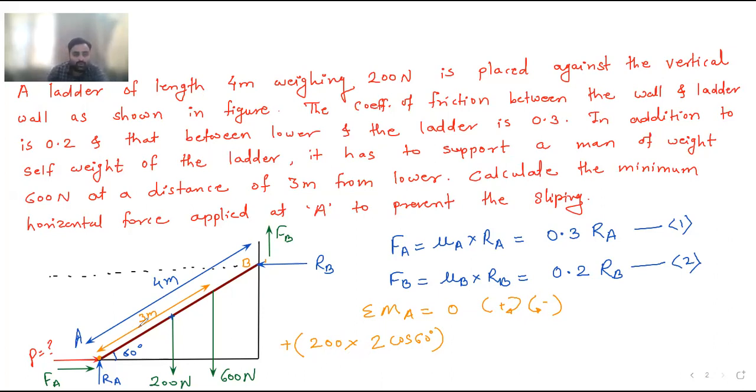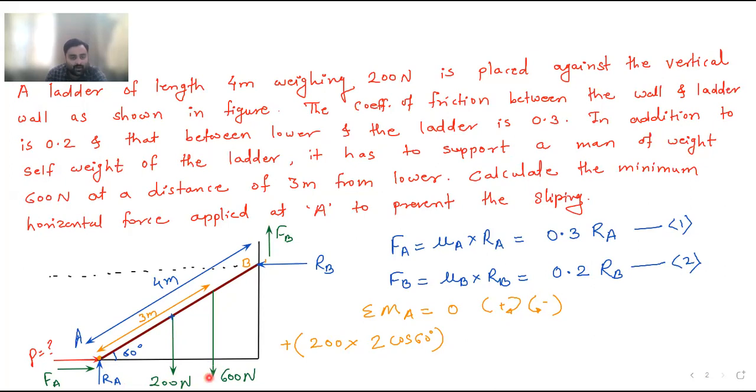200 into 2 cos 60. Okay. Then this force 600. Now this force is moving downward, and the point is at this position. If you rotate this force about the point, you will get the direction. It is in the clockwise direction, so this is positive.